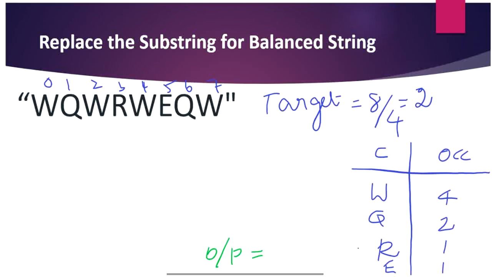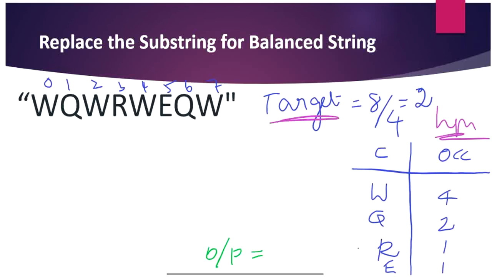This is our hash map at the initial point, where it stores the occurrence of each character in the given string, and our target is 2, that is the length of the string divided by 4. Each character should appear a maximum of 2 times in the string for it to be balanced. First we check in our table whether the string is already balanced. In this case we have 2 extra Ws, so our string is not balanced. So what are we going to do?